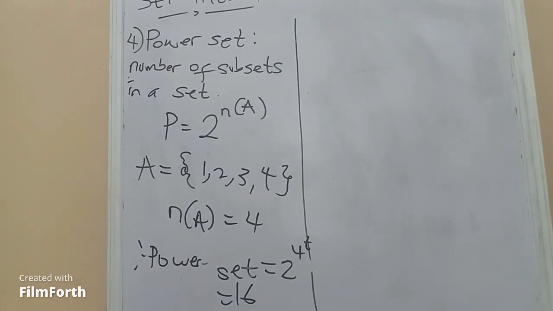That means that the number of subsets this particular set can have is 16, which I'm going to list out right now. Now, look at the next side of the board and check the answer.